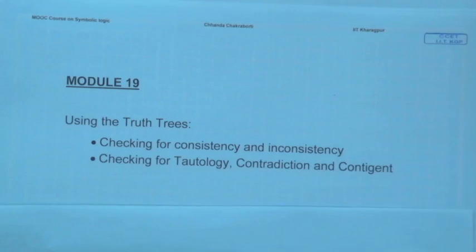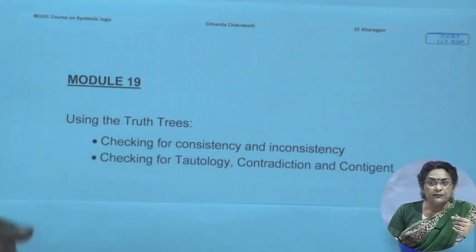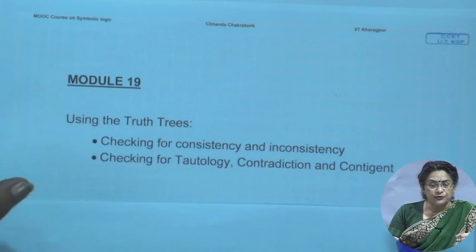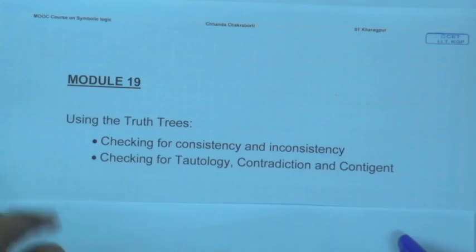Welcome back to module 19 of the symbolic logic NOC course. So, we are learning the truth trees, and we are going to follow up on the various tasks that we want to present to it. I hope by now we know how to construct the truth trees, and we have been discussing that in the previous modules. Now it's time to pose some questions and get the procedure to do certain things for us.